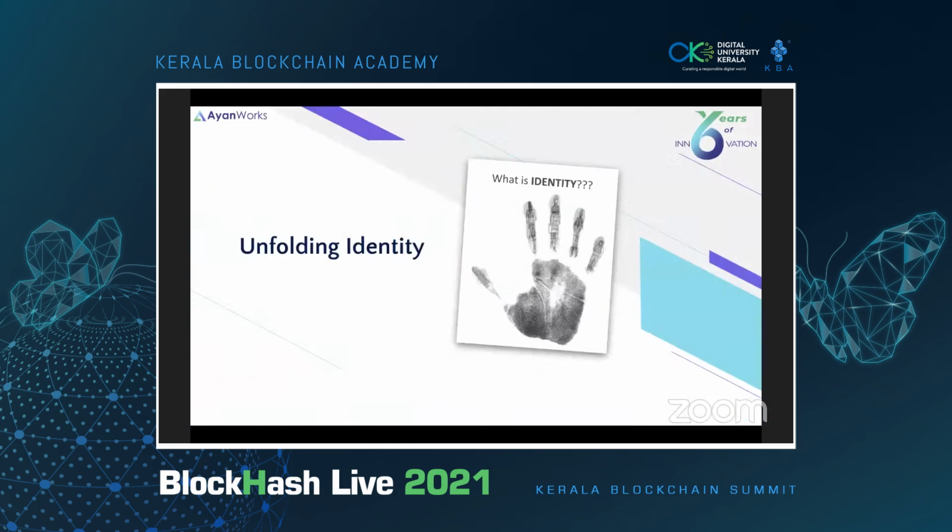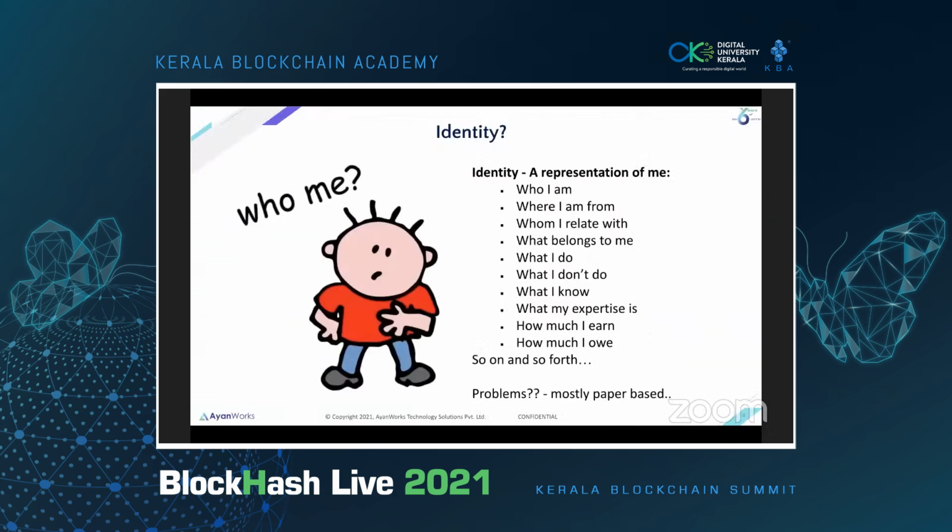So moving on, the first part, that is unfolding identity. So basically it's an outer structure of what identity is. What is identity? An identity is a representation of who I am, where I am from. It is basically whom I relate to, who belongs to me, what I do. It's my name, it's my birth date, every credential that's associated to me forms my identity.